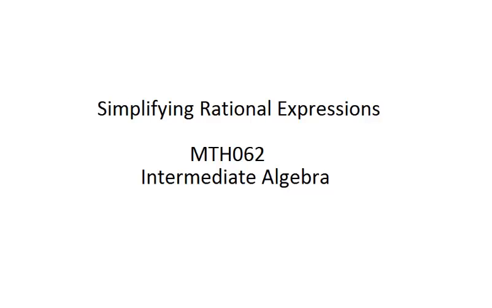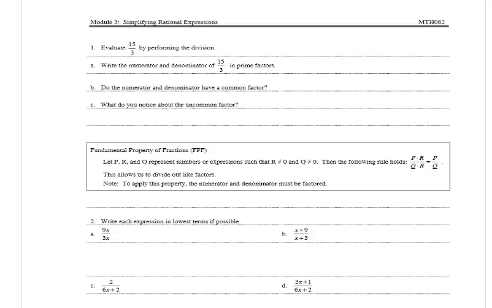In this video, we're going to take a look at simplifying rational expressions. In number 1, it asks us to evaluate 15 divided by 3 by division. So when we have 15 divided by 3, it equals 5. In A, it says write the numerator and denominator of 15 over 3 in prime factors. So we're going to have 3 times 5 divided by 3.